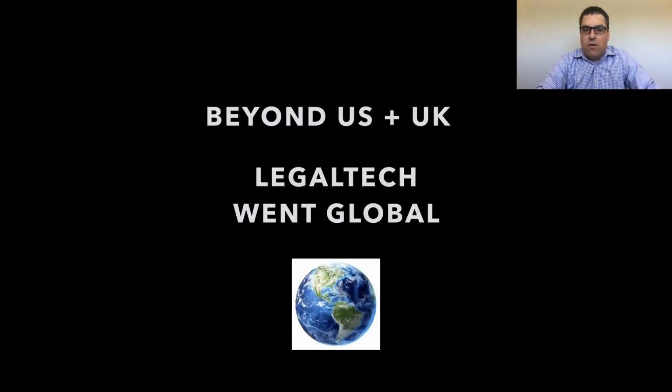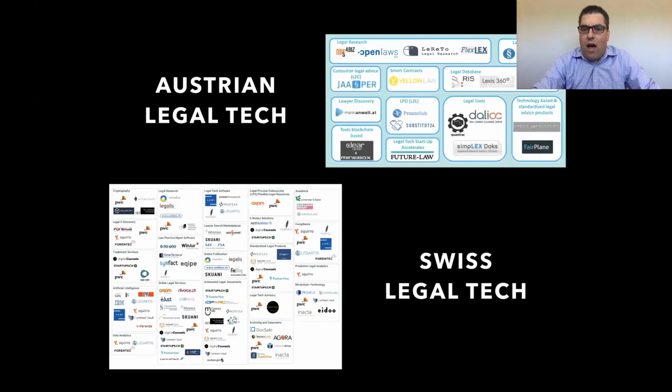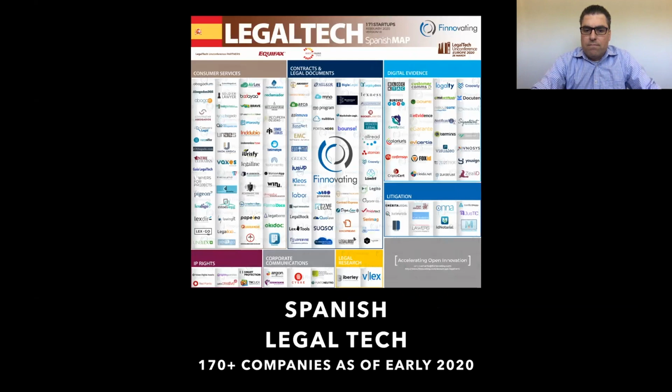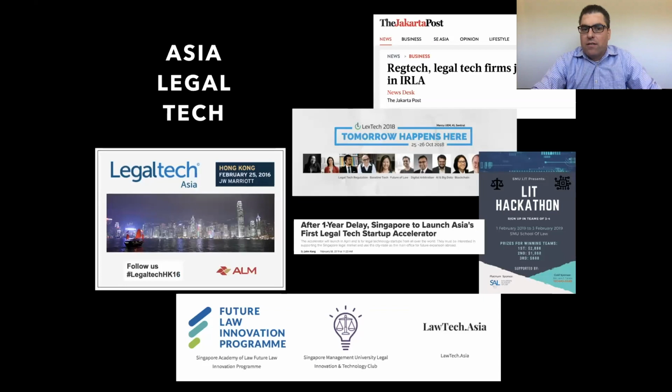So there are these product maps that people have put together in various countries, where each node on the map is an individual company, and they tend to cluster around different topics, different parts of the work that we do here in law. Just to give you a taste of how this grew: the Spanish legal tech market is pretty good size now. Australia and Israel, Brazil, Mexico, Asia, Africa, and the world.